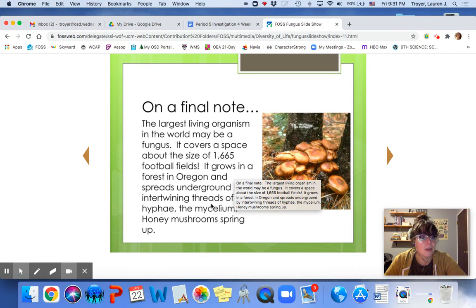It spreads underground with intertwining threads of hyphae, which is another word for mycelium. And honey mushrooms spring up over that whole area. And it's one connected organism. That's pretty amazing.